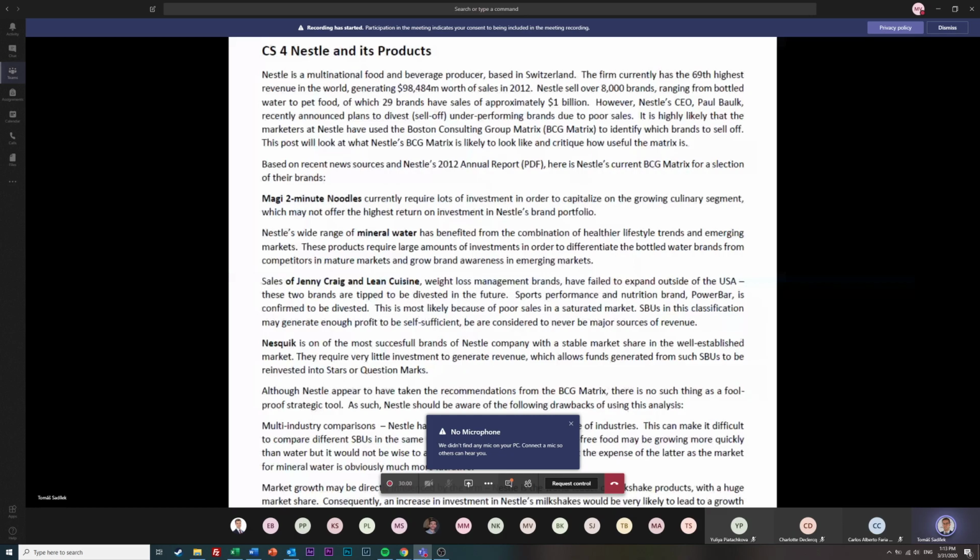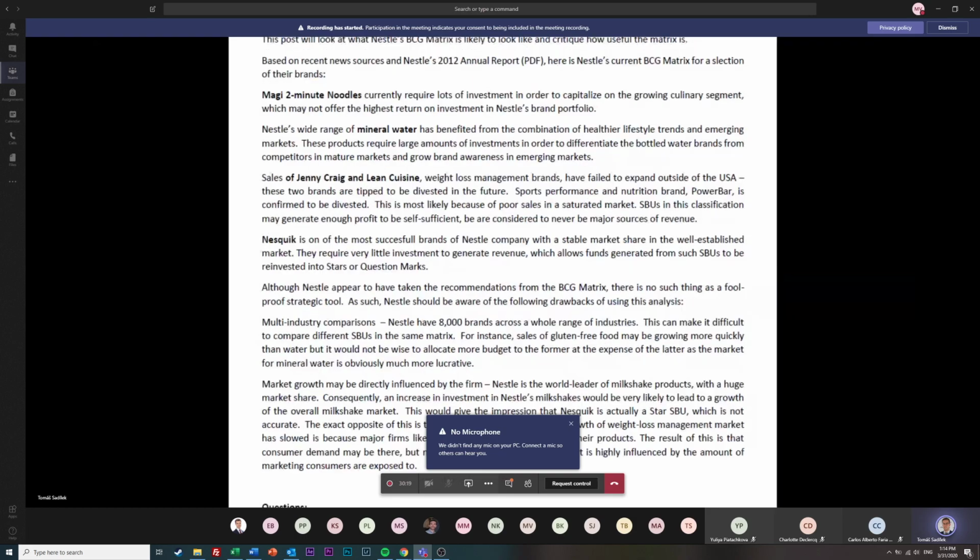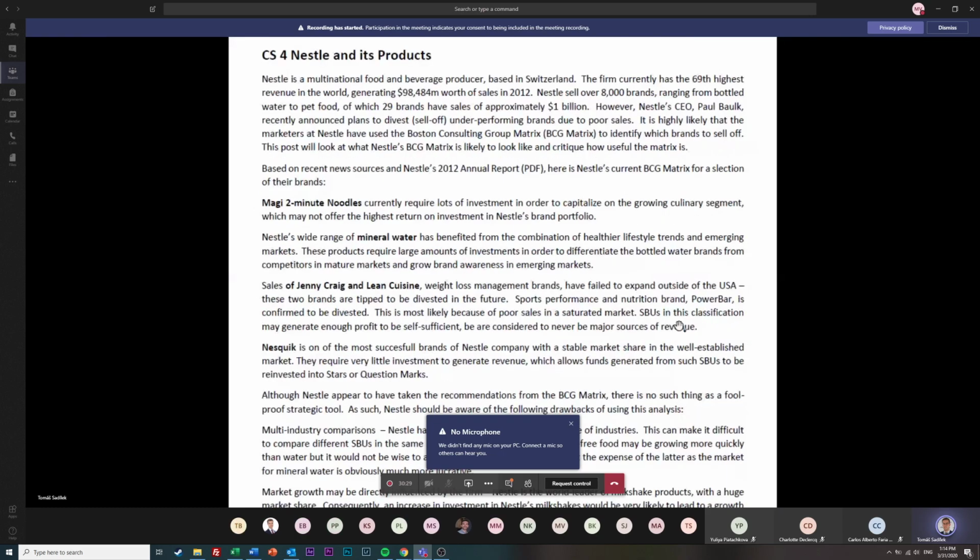And your task is the following. Please read this task individually and answer the question at the end. The question is easy. Try to figure out a BCG analysis of these 4 products. The products that are in bold letters: Maggi 2-minute noodles, mineral water, Jenny Craig and Lean Cuisine, and Nesquik. So try to read it carefully, try to do the BCG analysis, and write me your answer to this task in the chat of this channel. Yeah, I think that 10 minutes could be okay.